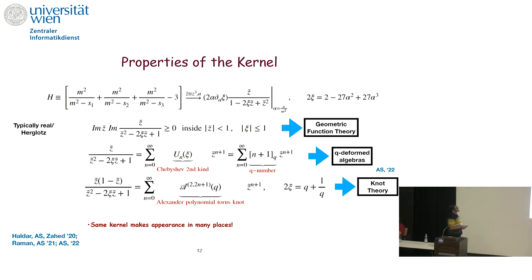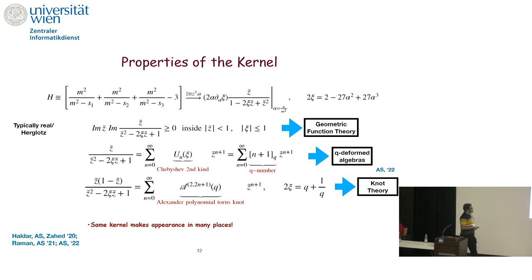Now, there are three properties that I want to mention. One of them is obvious, two are not. One of them should maybe be familiar. The familiar property is given in the second line, where you recognize that this is basically the generating function of the Chebyshev polynomials of the second kind. The Chebyshev polynomials of the second kind are also what are called Q numbers, so they're deformations of ordinary numbers. You can think of this either in terms of the Chebyshev polynomials of the second kind or in terms of the Q numbers.